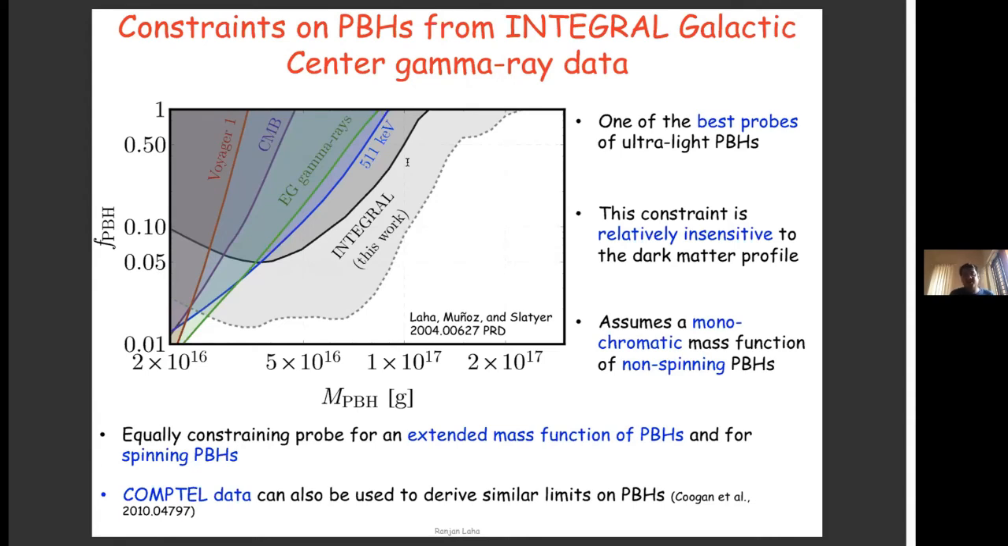You can also try to do this for extended mass functions and spinning primordial black holes, and you find that this data set is equally constraining. Recently, I must say that there was also a paper by Koushik et al., which showed that COMPTEL measurement data can also be used to derive similar limits.